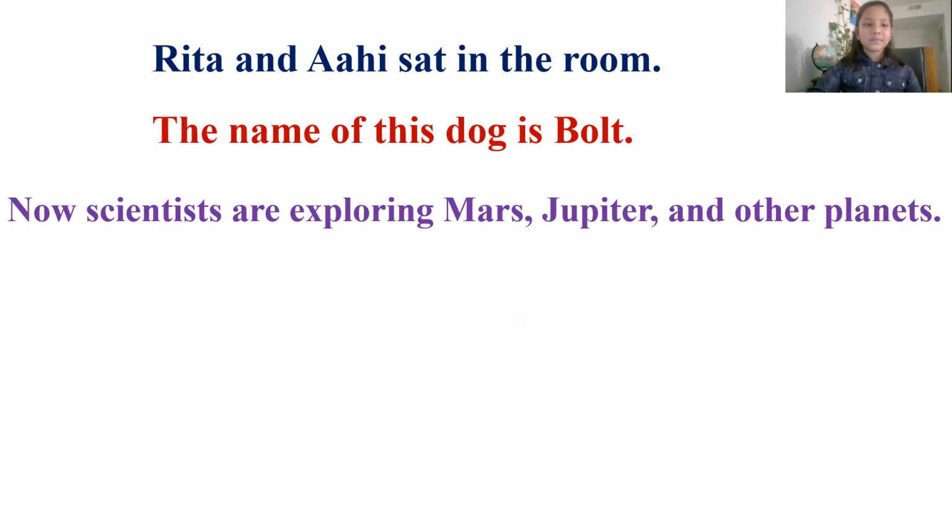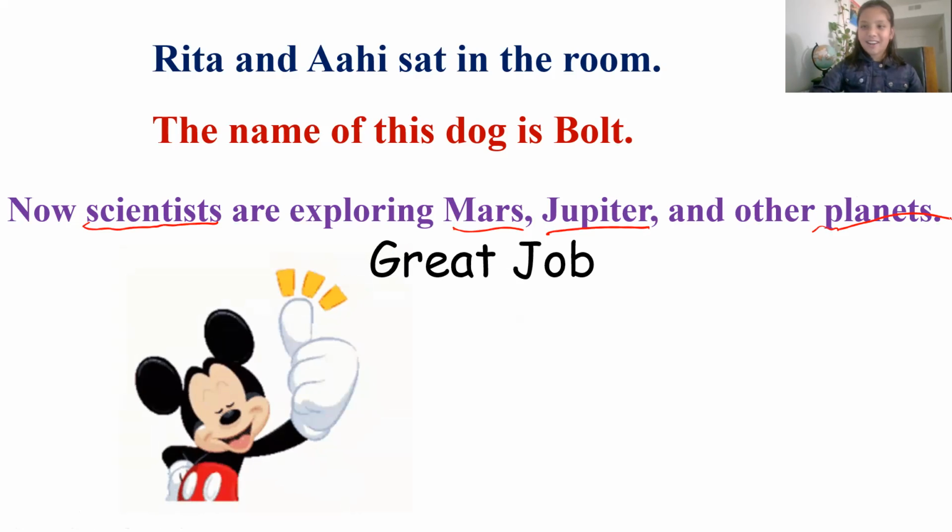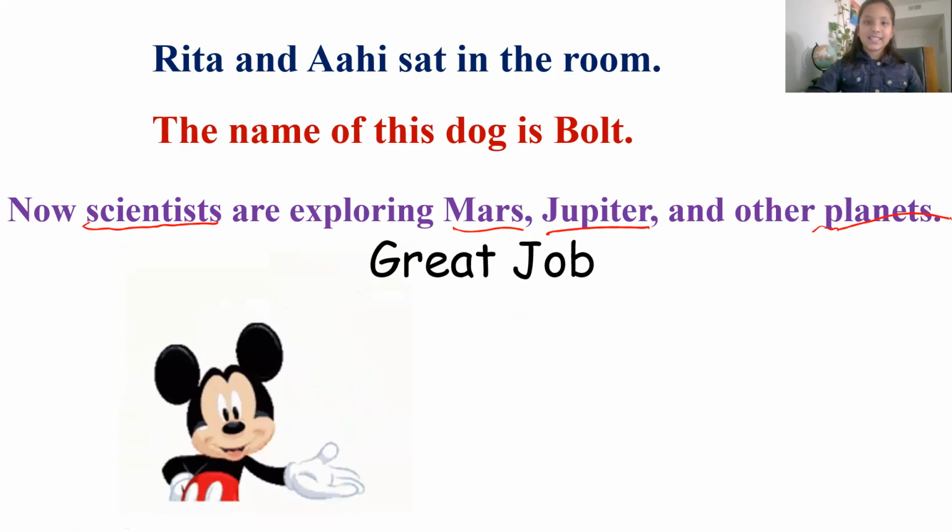Next sentence. Now, scientists are exploring Mars, Jupiter, and other planets. The nouns here are scientists, Mars, Jupiter, and planets. What are they? Scientists, Mars, Jupiter, and planets. Great job. Let's move on to the next slide.